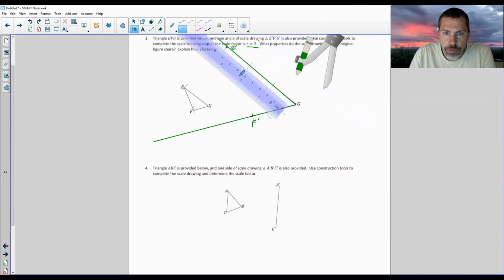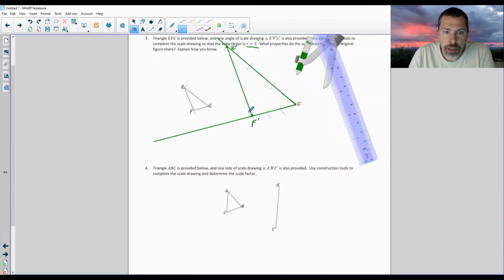I then take my ruler, put my 0 at F, rotate it to E, and draw my segment. There is triangle E prime, F prime, G prime, which is 3 times as big as EFG. Okay, not so bad.